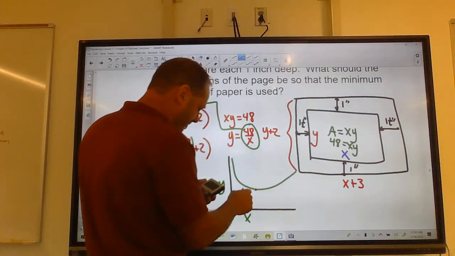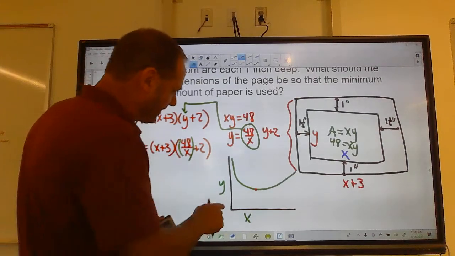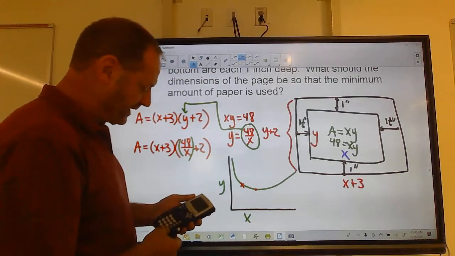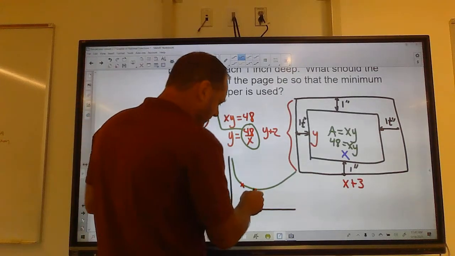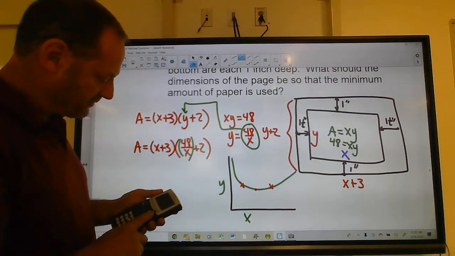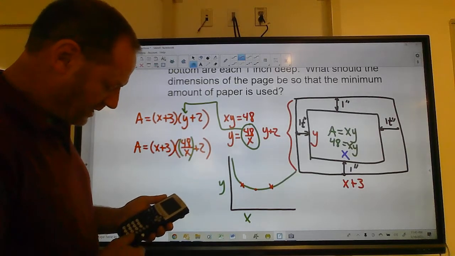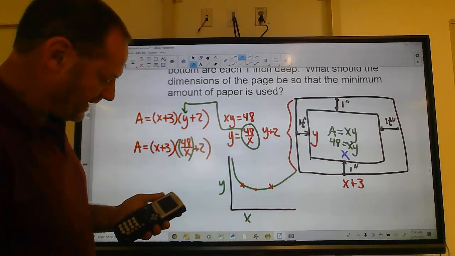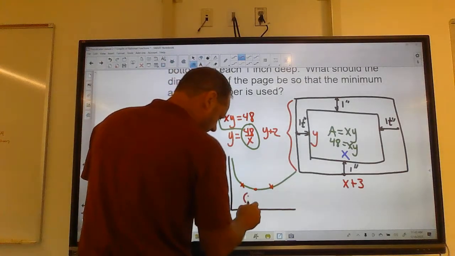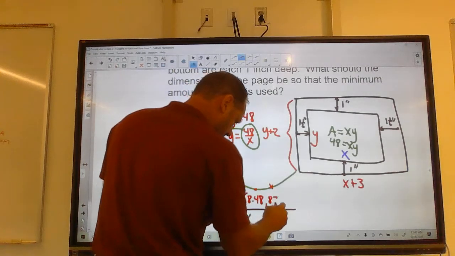It put my little target right here. I want to make sure I move it to the left of this bottom part, so over here somewhere. It says left bound, so I hit enter. Then I move it using the right arrow key over to here. It doesn't really matter where, just make sure it's beyond the minimum point. Hit enter again, and then it'll say guess, and have it guess. It says that this minimum point is the point 8.48, 87.94.